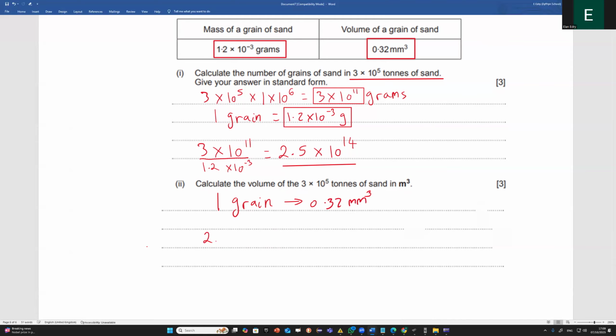But we've got 2.5 times 10 to the 14 grains. So how would we work out how many millimeter cubed that many grains of sand is going to be? If 1 grain is 0.32, what have I got to times the 1 grain by to get 2.5 times 10 to the 14 grains? You times it by 2.5 times 10 to the 14. That's great.